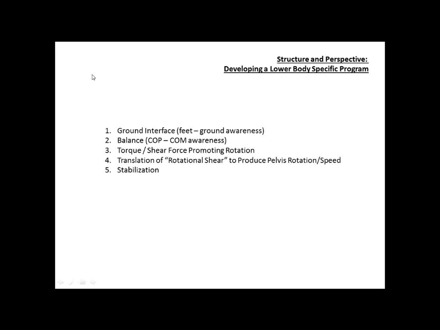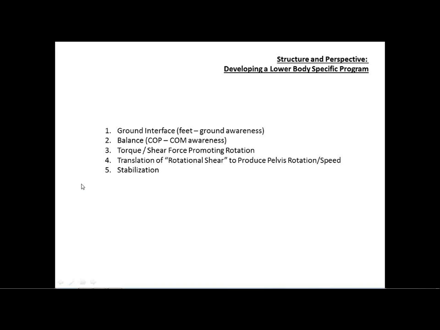All right. Once you have some sort of starting point, and you've done all the stuff that we talked about, setting the goals, the structure, the progressions, the program, to be effective, has to embody essentially five key components. First of all, we have to be able to create a ground interface. In other words, we have to have some sort of foot-ground awareness, and utilize it to create a solid interface with the ground so that we can push horizontally and create the torque that we need to create speed and produce movement.